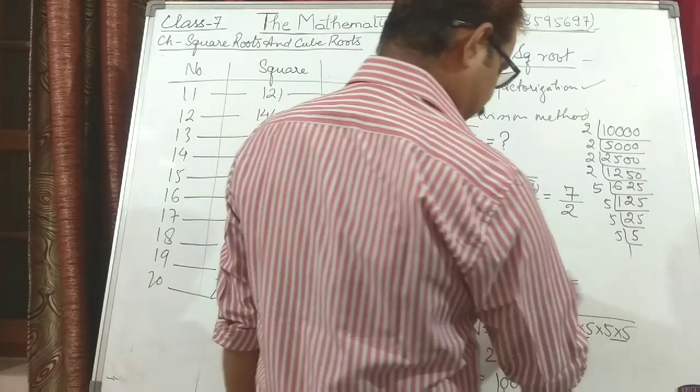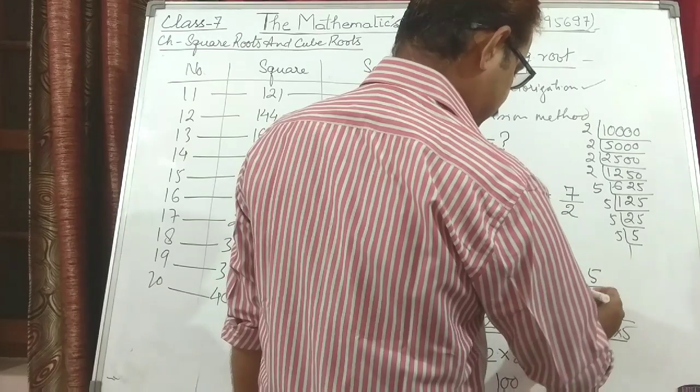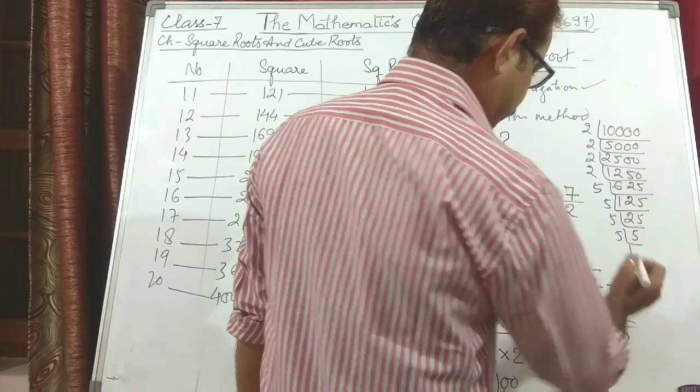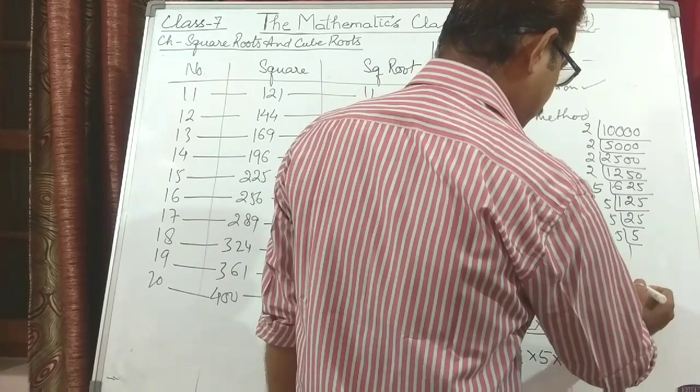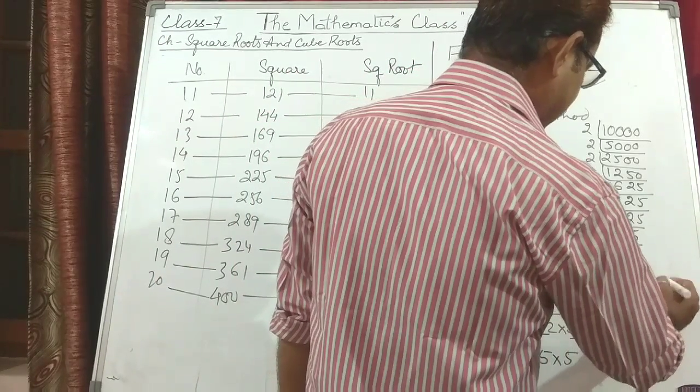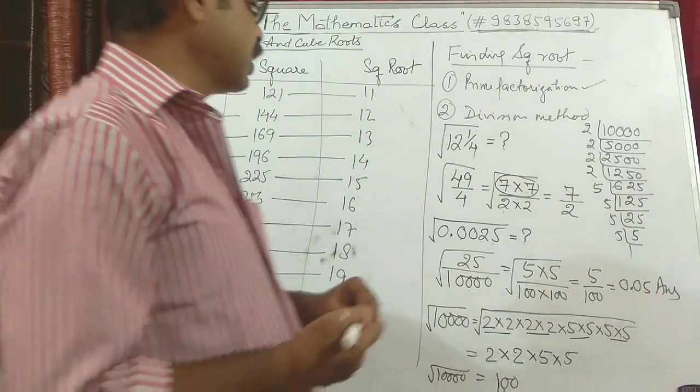10,000 can be written. Now 5 from 5 we took 5 outside. From this we took 100 outside. It means 5 upon 100 can be written as 0.05. That is the final value. I hope this is understood.